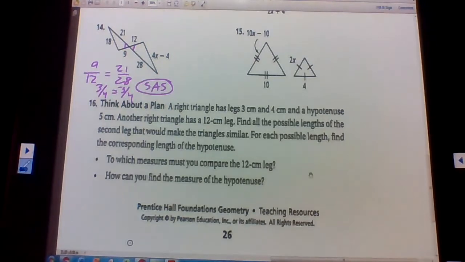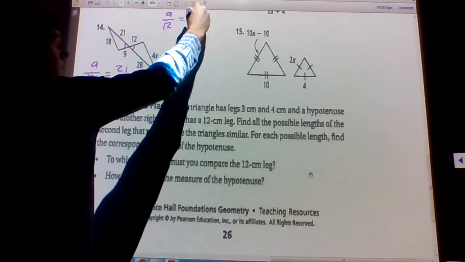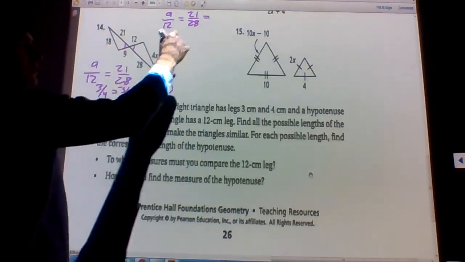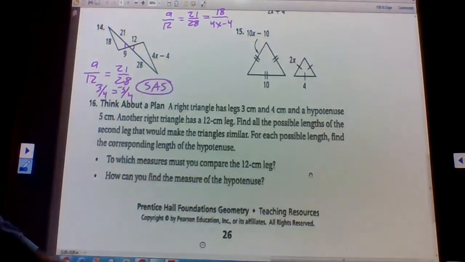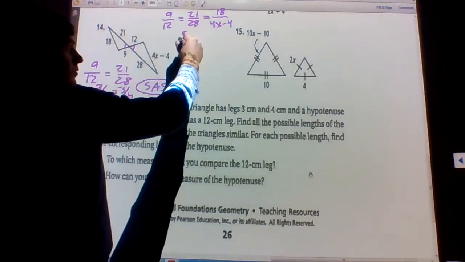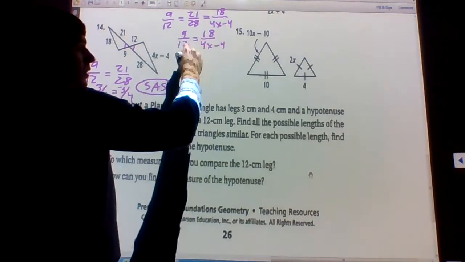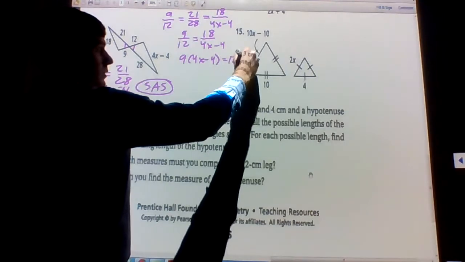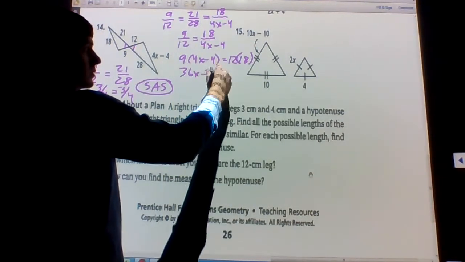Okay, from there we can set up our ratios. So we know 9 over 12 and 21 over 28. We also then know that 18 corresponds to 4x minus 4. So we can pick 2 of our ratios. I'm going to pick 9 over 12 and 18 over 4x minus 4. We cross multiply, so 9 times 4x minus 4 equals 12 times 18. So we get 36x minus 36.